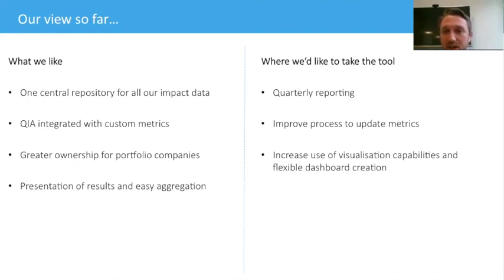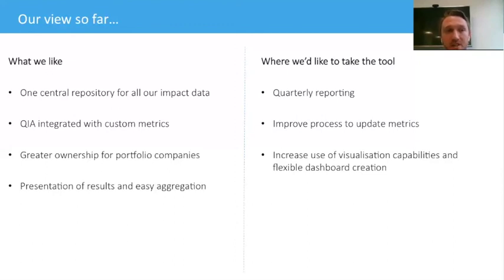So I think I'll finish then on where we'd like to take the tool. So I think the key one for us is frequency of reporting. So currently we can only use the tool on an annual basis, and to really integrate impact reporting and be able to react to the measurements that you're taking on impact, I think we'd like to be able to use the tool quarterly.